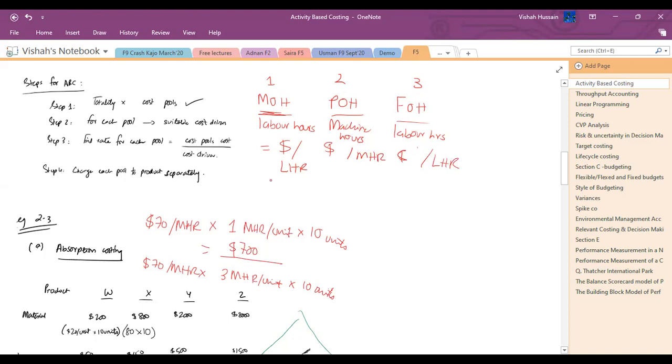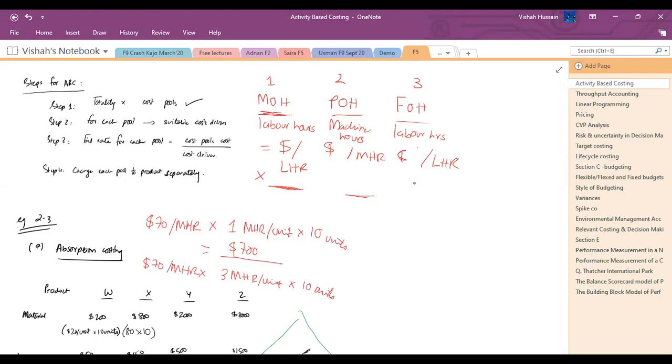Use these rates to multiply it by the products or the product units to charge these overheads onto the product separately, the way absorption used to do. Now, the major difference is that absorption used to total the overheads. We are not totaling it in ABC. Absorption used to divide it by one level of activity. We are not dividing it by one level of activity. For each cost pool, we have a separate cost driver.